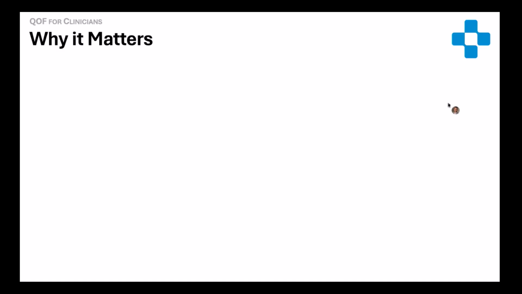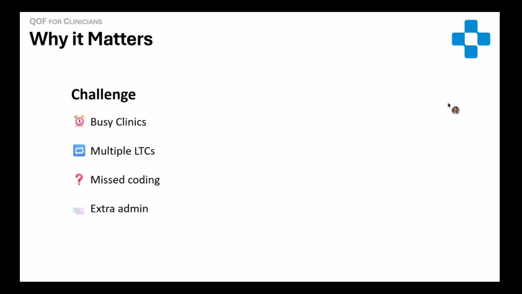Now, before we get into the detail of what's changed for 26-27, I just want to spend a minute on why this actually matters day to day, because QOF can feel like a box ticking exercise, but it really shouldn't be. Firstly, clinics are busy. We all know that appointments are short and the list is long. There's rarely any slack in your day to go back and pick things up. Then there's the complexities. More and more of our patients aren't just diabetic or just hypertensive. Sometimes they have both, and then they might have CKD and something else and something else. And each one of those patients carries its own set of requirements.